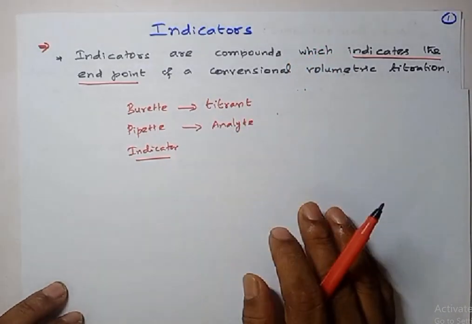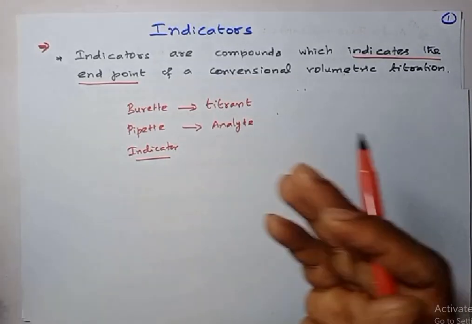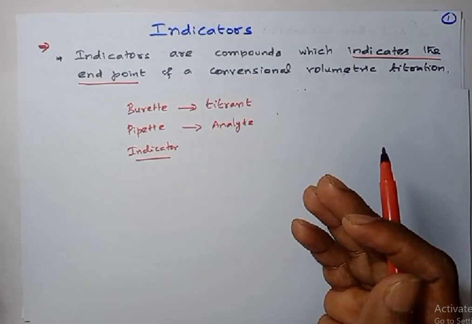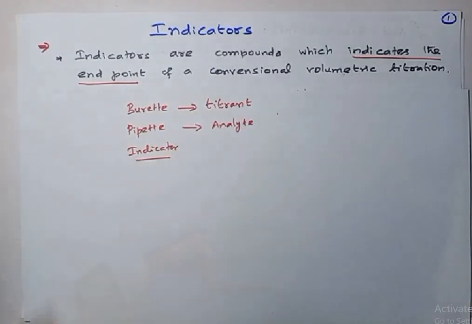So what we are going to do in this class is understand the different types of indicators available, and the principle behind the change in color of the indicator. Okay, so we are going to understand all these things.